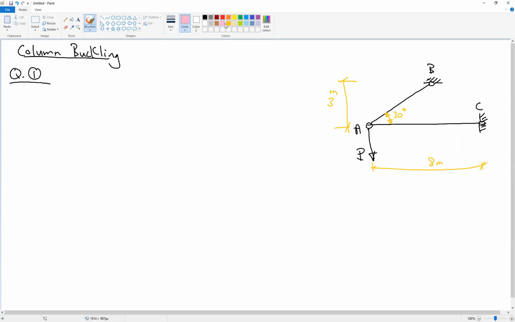Okay, if we have a cut here, the cross section of member AC is rectangular. The width is 100 and the height is 50 millimeter. Given that this is the horizontal axis and this is the vertical axis, the vertical axis is XX and the horizontal axis is YY. The data given: P equal to 15 kilonewton, E for steel is equal to 200,000 megapascal, and sigma yield, the yield strength for this steel, is 360 megapascal.